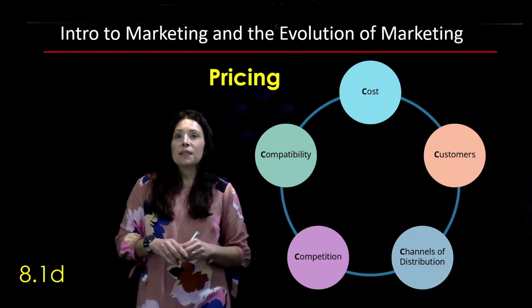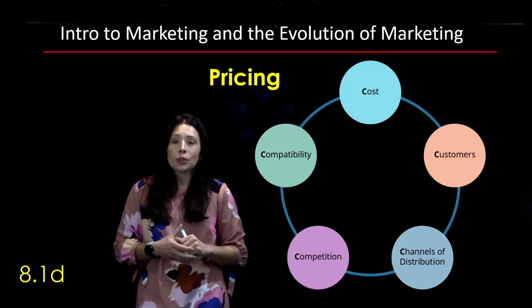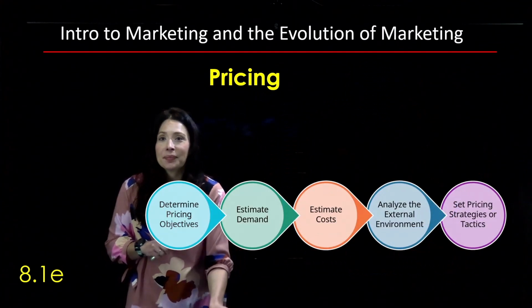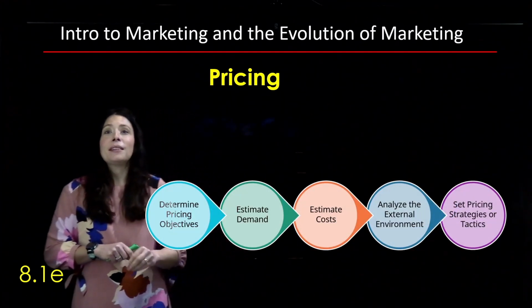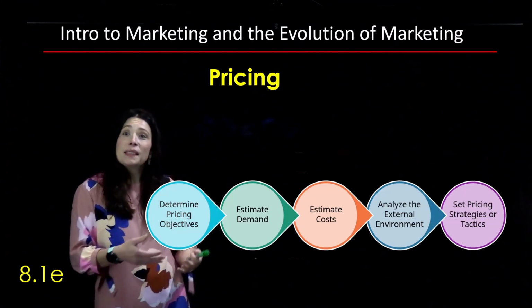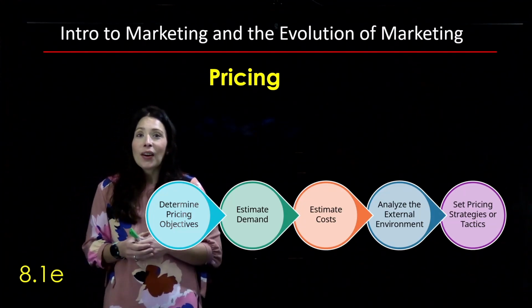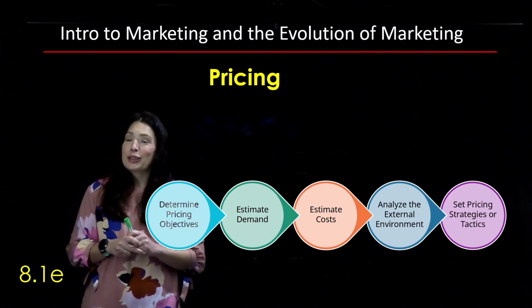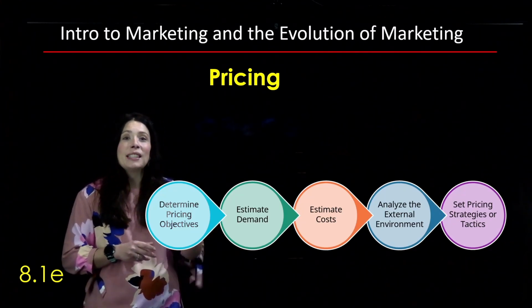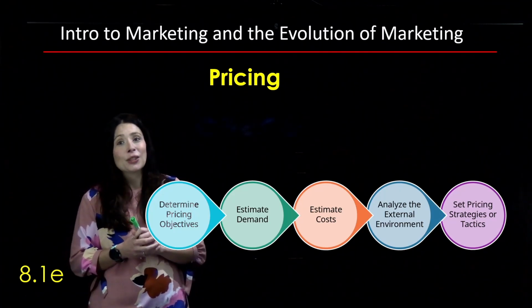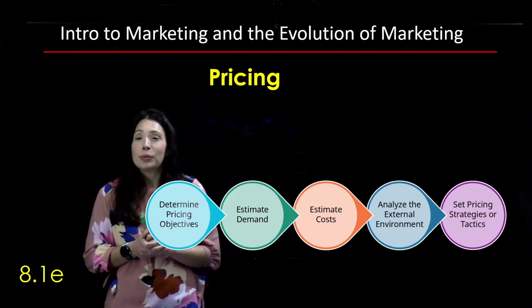Now that we've taken a look at the 5 C's of pricing, let's look at potential objectives as you develop your pricing. Now, as you're getting prepared to develop your pricing, you must first set objectives. Then you move into the estimation of demand, costs, an analysis of the external environment. Remember your SWOT analysis. And then you set your pricing strategies or tactics. But the number one start is determining pricing objectives.